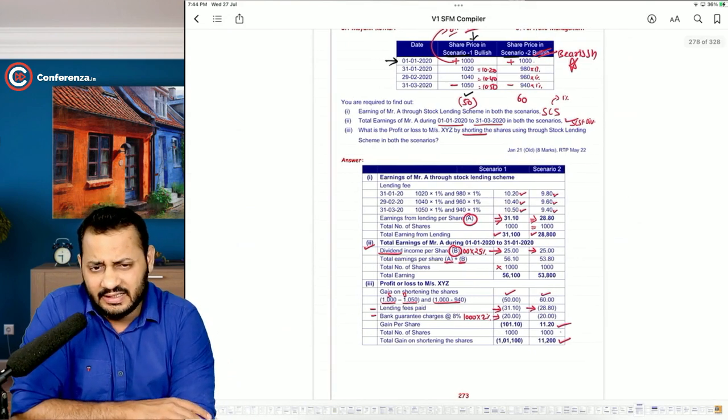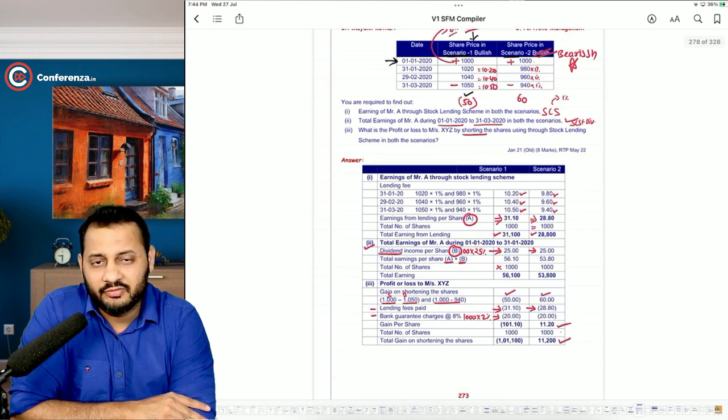With this, we end the chapter of portfolio management, and I think one more question is still left, question number 61. So let's take a break of 5 minutes and let's complete that question, and then we'll end this chapter.